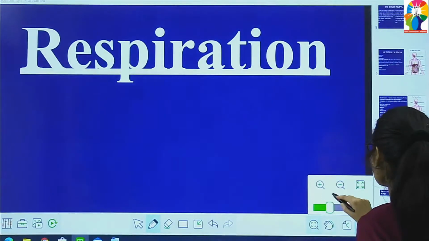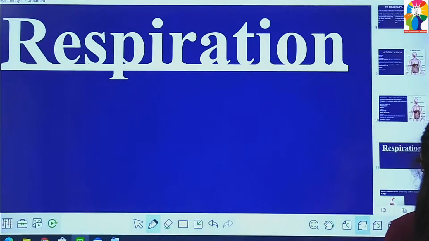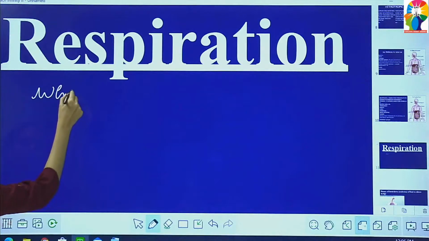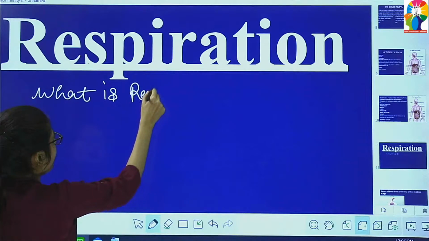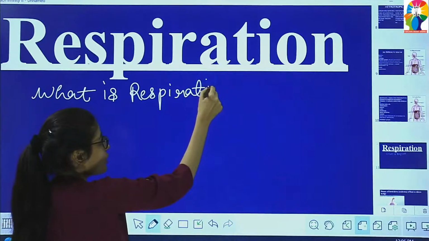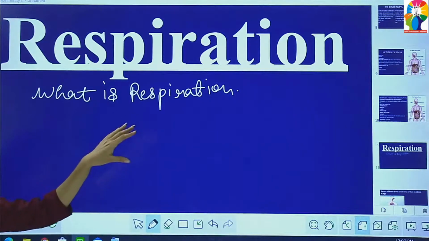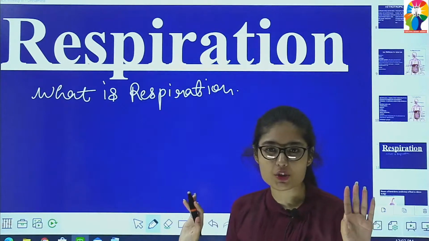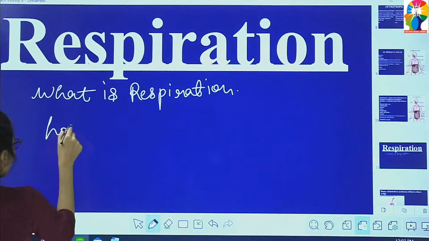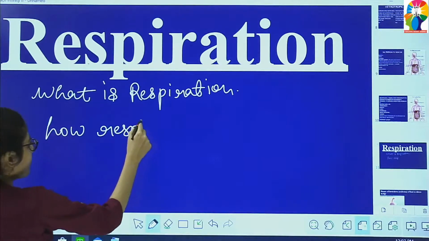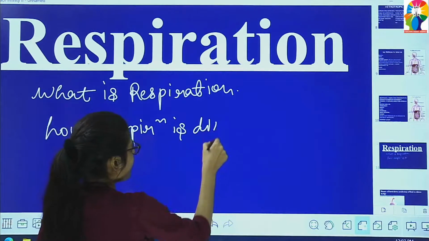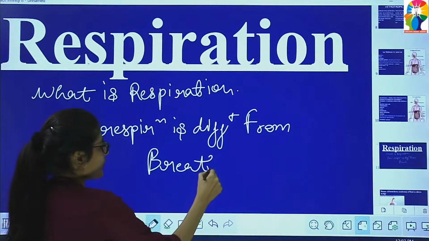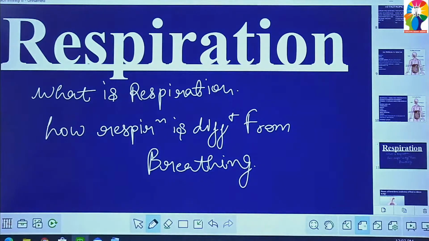Now children, tell me, what is respiration? Just quickly answer me. I just wanted to know what you have already studied in your previous classes, so I want to know how much you know. Okay, so question one is: what is respiration, and how is respiration different from breathing? So I want these two answers. Just answer me quickly.